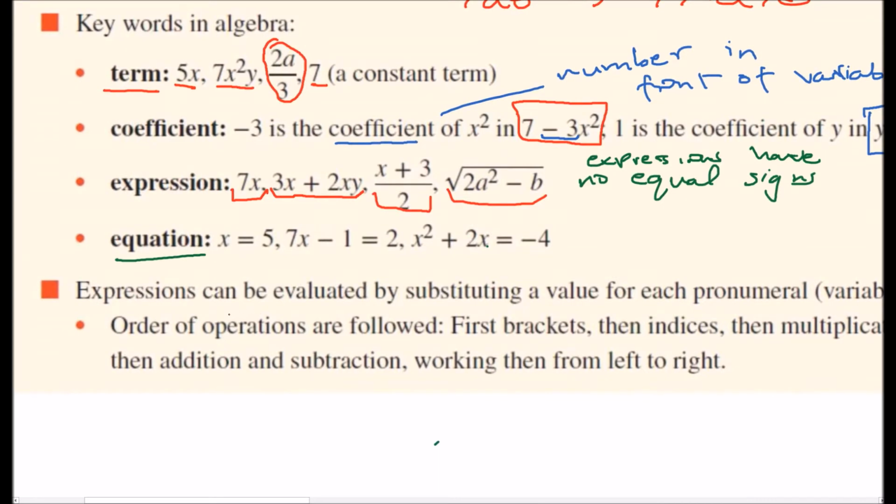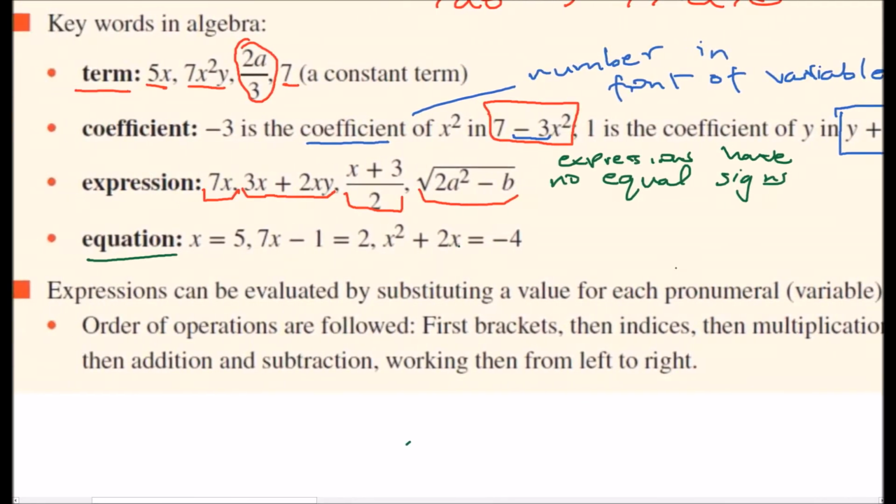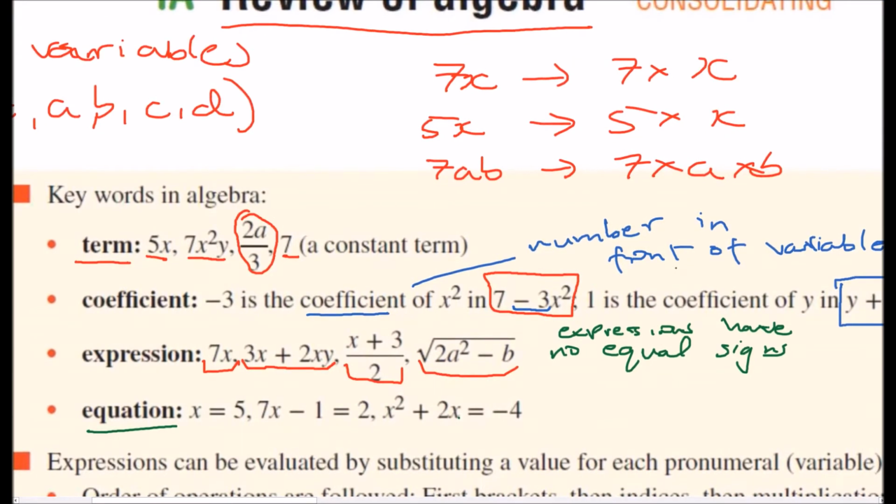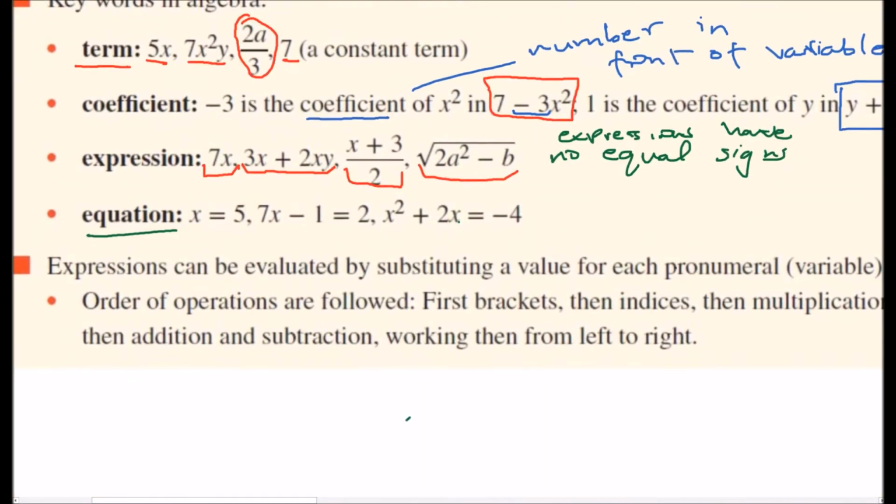Just a little footnote here. Expressions can be evaluated by substituting a value for each pronumeral. Another word is variable. So remember, a letter is also known as a variable. What this is saying is you can actually figure out what the answer is for 7x if you can replace or change the letter, or the variable, or the pronumeral, into a number.